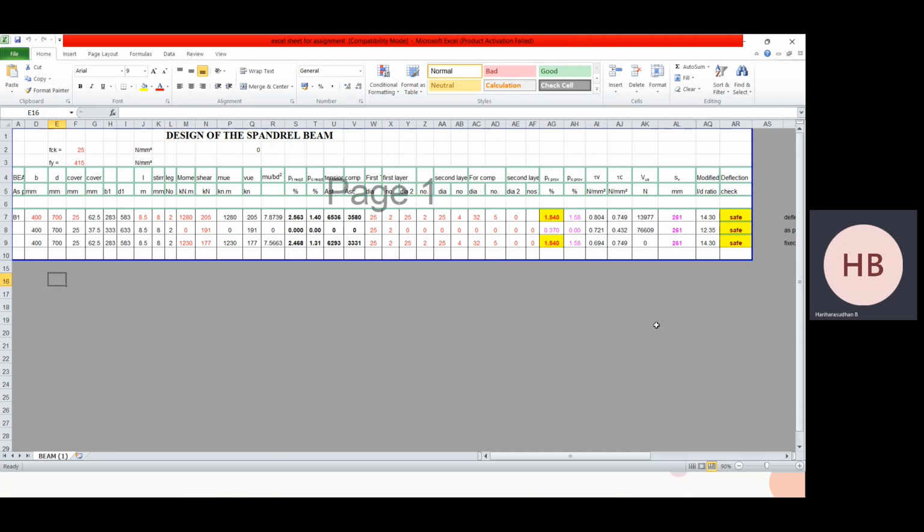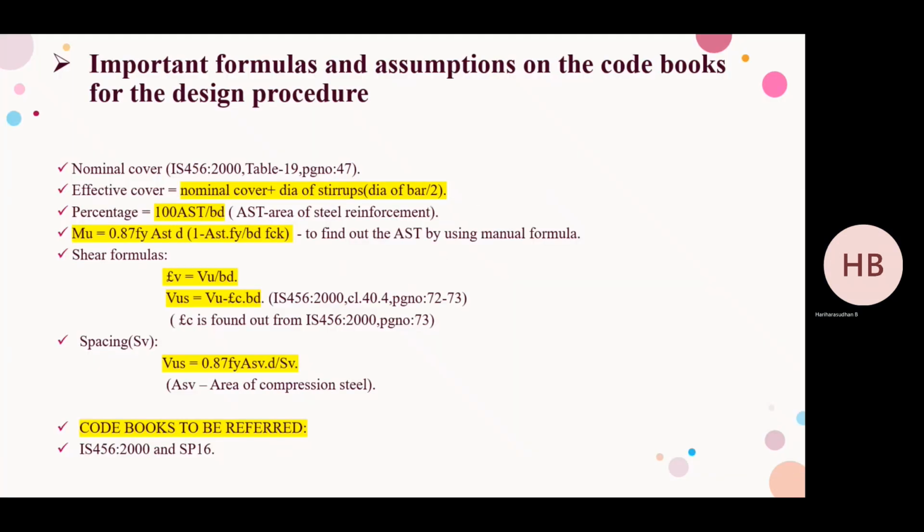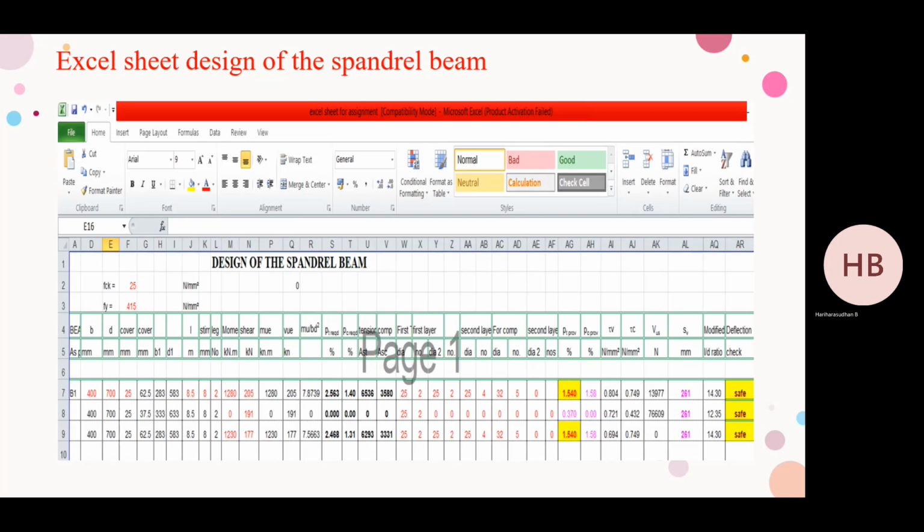At the last, the deflection is checked by the modifying factor, that is, modifying factor is equal to actual span divided by allowable span. These are the steps to be followed to design the spandrel beam, which is also known as an L beam. Here, the Excel sheet has been attached to the PPT for reference.